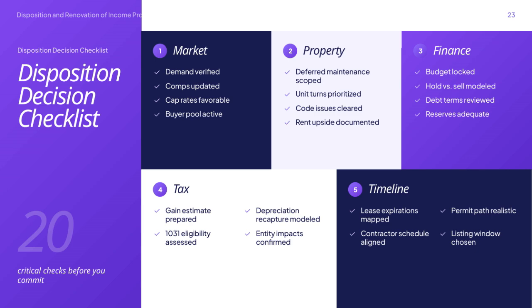Don't forget about taxes. Prepare a gain estimate. Model any depreciation recapture. Assess 1031 exchange eligibility, and confirm any entity-related tax impacts. This can significantly affect your net proceeds. Finally, plan your timeline carefully by mapping lease expirations, establishing a realistic permit path, aligning contractor schedules, and choosing the optimal listing window. Following the structured checklist helps you cover all critical bases before committing to disposition or renovation decisions.